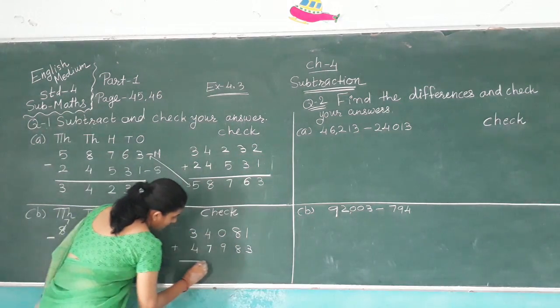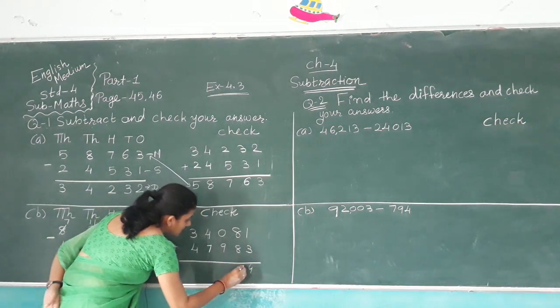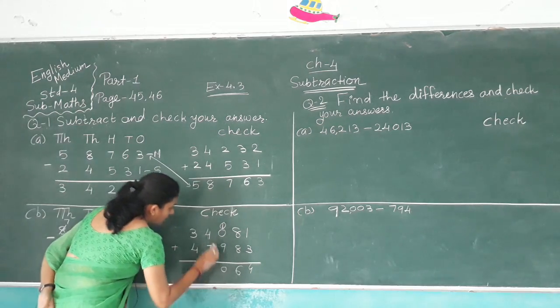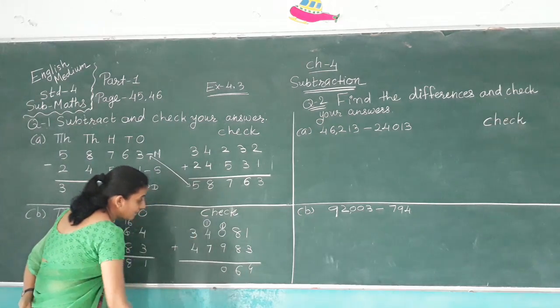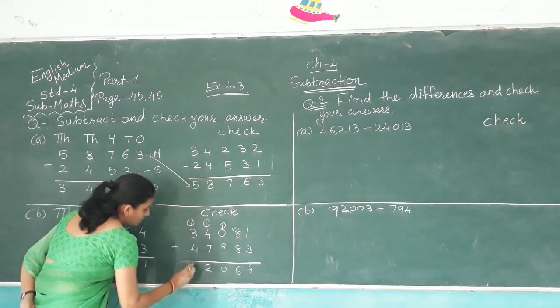47,983. Now add it to both numbers. 1 plus 3, 4. 8 plus 8, 16. Carry over 1. 9 plus 1, 10. Carry over 1. 7 plus 5, 12. Carry over 1. And 4 plus 4, 8.